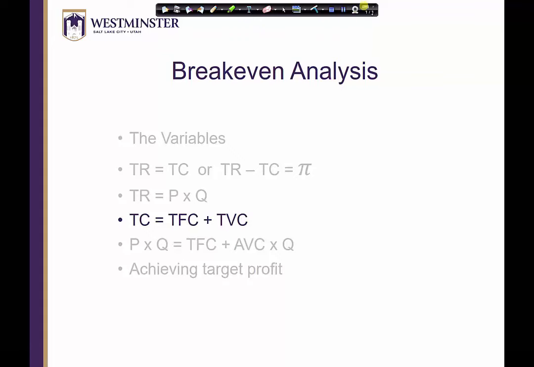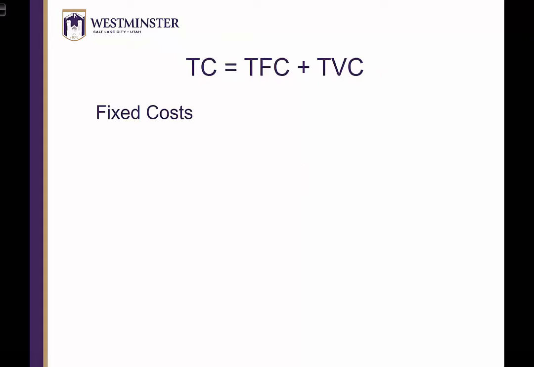In this next video segment, we're going to take a look at the construction of total cost, or total fixed cost plus total variable costs. First, let's define what fixed costs are. In a business environment, a fixed cost is any cost that is not related to production.